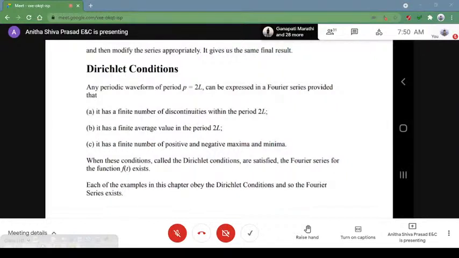It should be discontinuous within the time interval, it should be periodic with a finite average value, and it should contain a finite number of positive and negative intervals, or maxima and minima values, of the function. Then it can be expressed in terms of f of t.